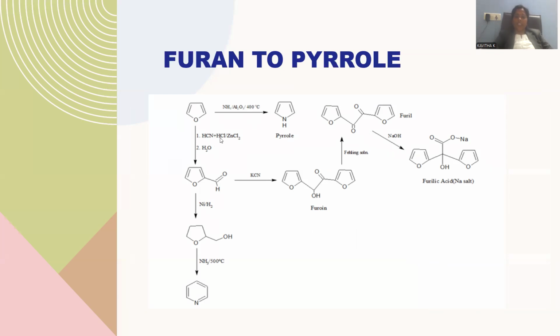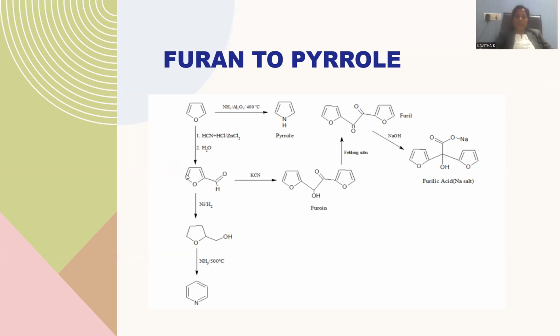Let me treat with HCN, HCl, ZnCl2. When HCN, HCl, ZnCl2 are applied upon this furan molecule, it is able to generate an aldehyde at position number 2. It is again another named reaction, the Gattermann-Koch reaction, generating an aldehyde over there.